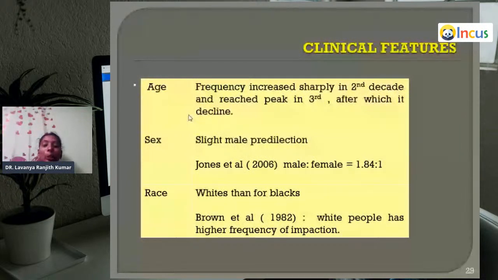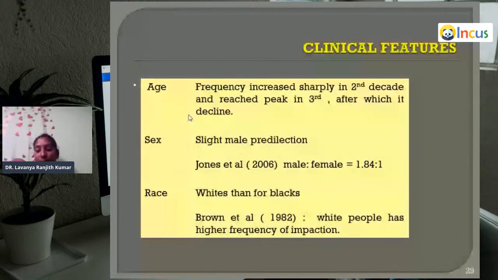In 2006, he told that males are more commonly affected when compared to females. And according to race, white people are affected more commonly. Brown et al. in 1982 told that white people have a higher frequency of impaction.